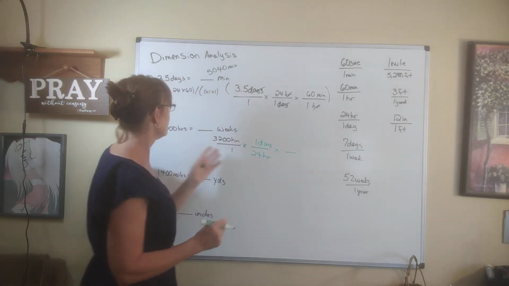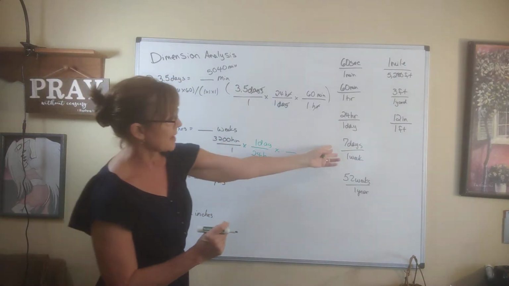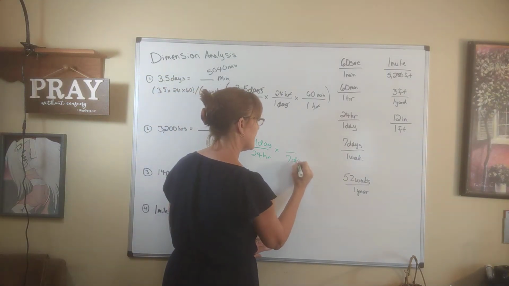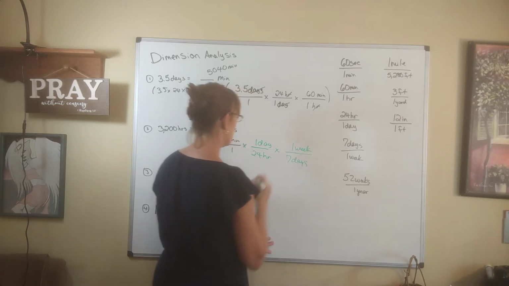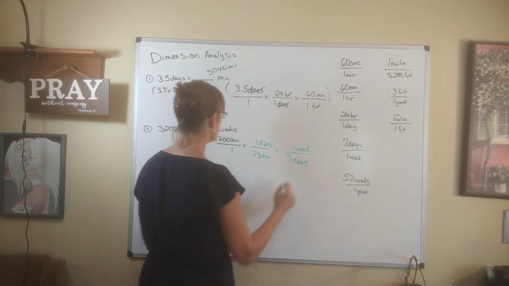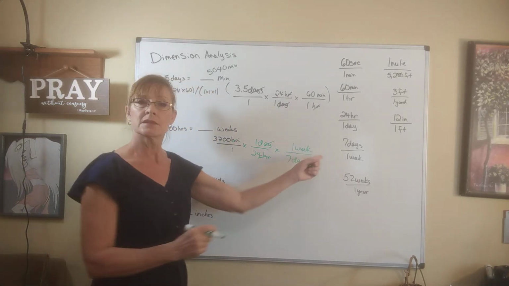And then I want to eventually get to weeks, so I'll put 7 days per week. And I want to cancel the day, so I'm going to put the 7 days down here and 1 week up here. And so what this gives me is the hours cancel, the days cancel, and I'm going to end up being in weeks is what I wanted.